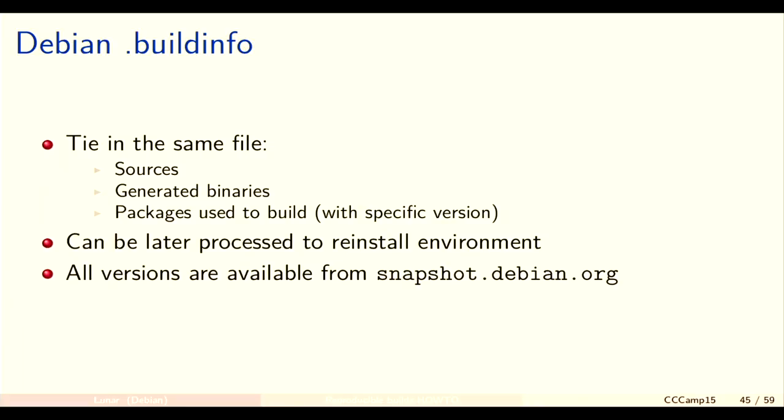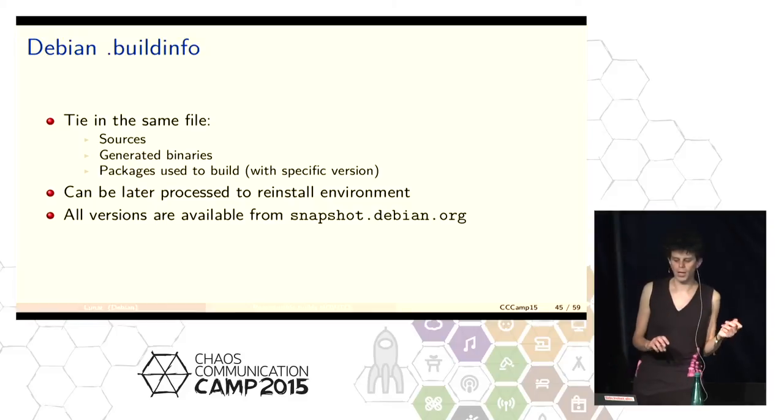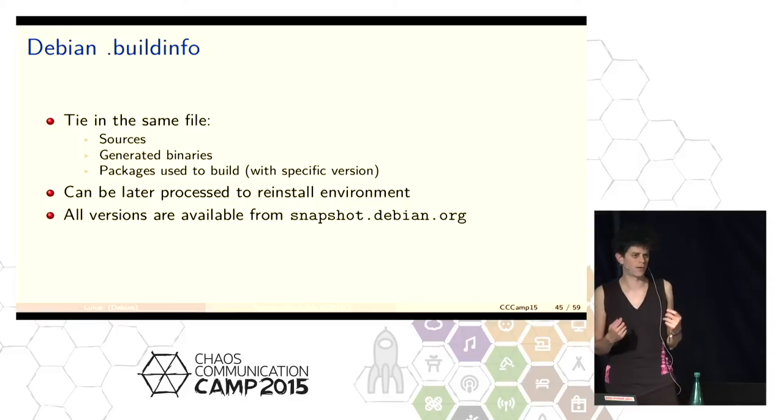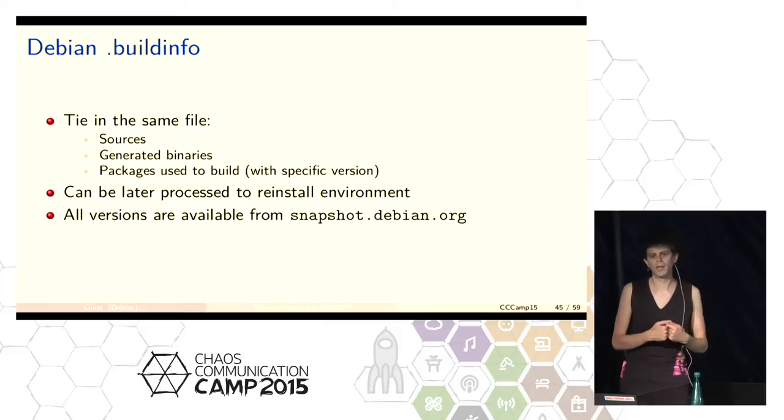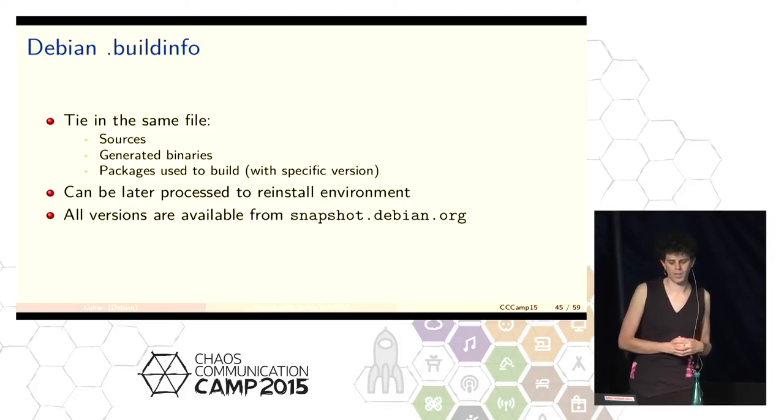probably. Basically it ties together in the same file the sources that have been used, the generated binaries, and the packages that have been used to perform the build. We can then take the list of packages and their versions and reinstall exactly the same environment in a chroot or VM or whatever. And we can do that because Debian provides a service called Snapshot, which archives every single version of every binary package that gets in the Debian archive at some point.